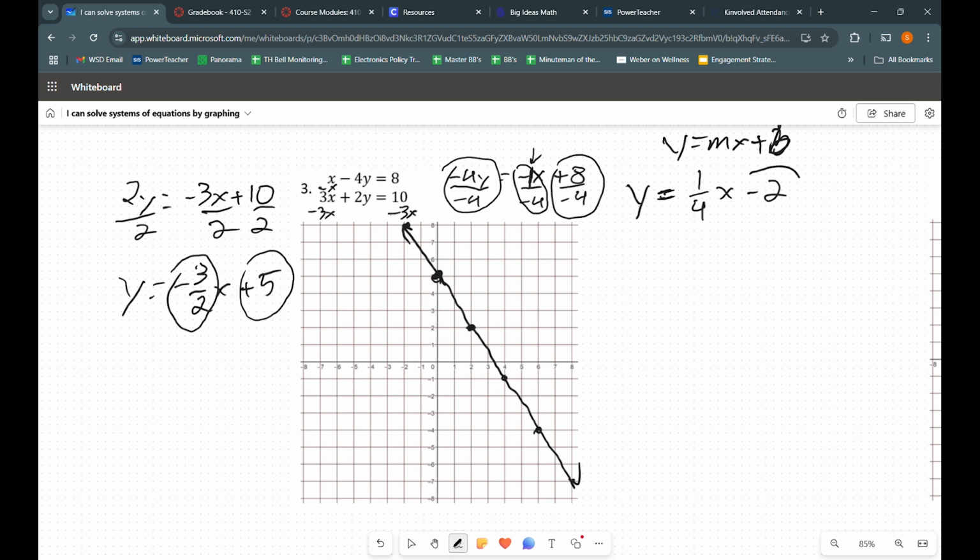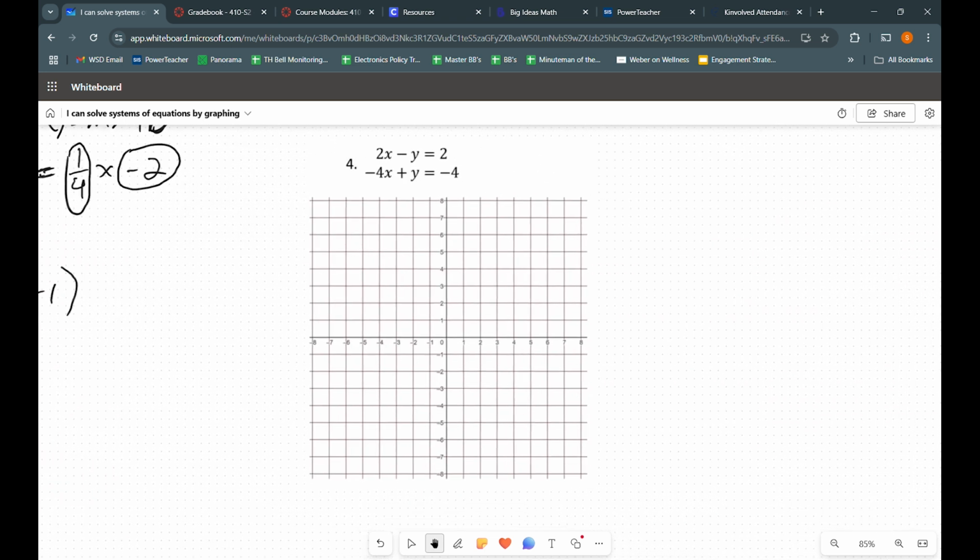For the other equation, our y-intercept is negative 2, and we're going to go up 1 and right 4. So go up 1 and right 1, 2, 3, 4. That puts us right there. We can see our intersection point right here with an x and a y value of 4 and negative 1. So there's our solution for that one.